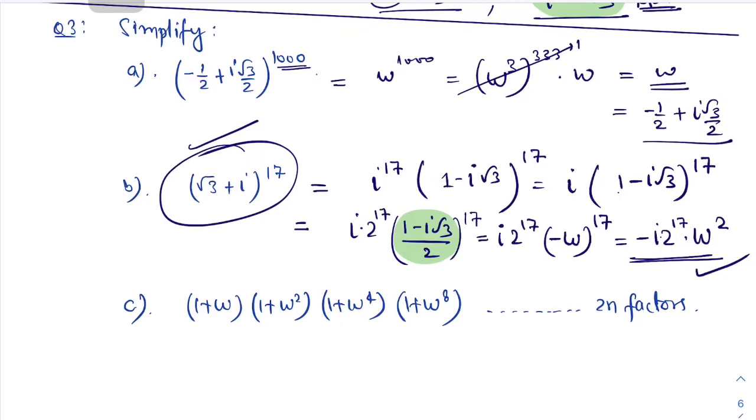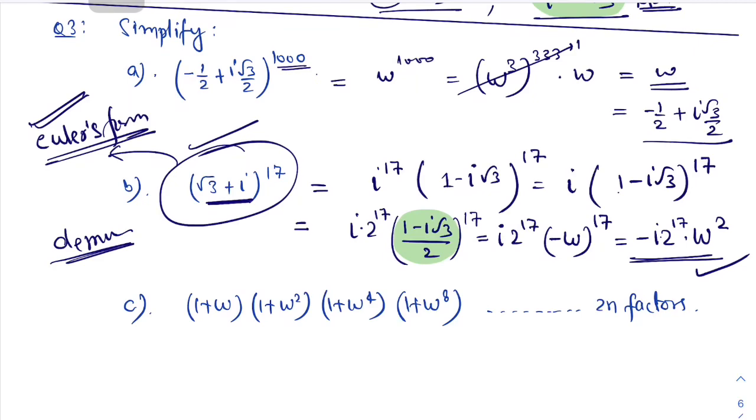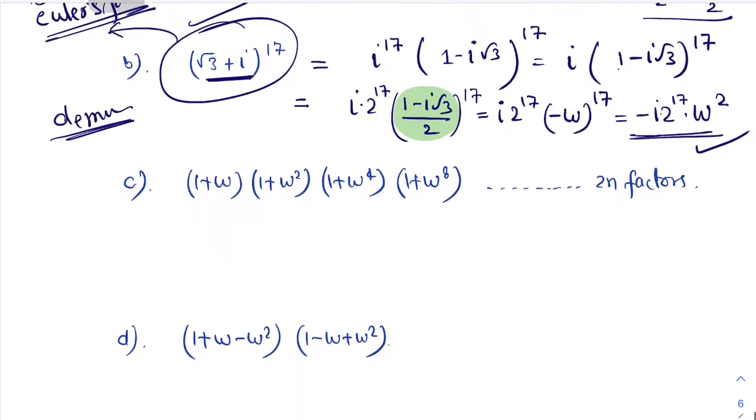We can also simplify this question by using Euler's form. If you are not comfortable with omega, then you can always use Euler's form. You will just have to write this root 3 plus iota in exponential form, and then raise it to the power 17, or you can also use de Moivre's theorem. So there are many methods. Let's see what is the third part.